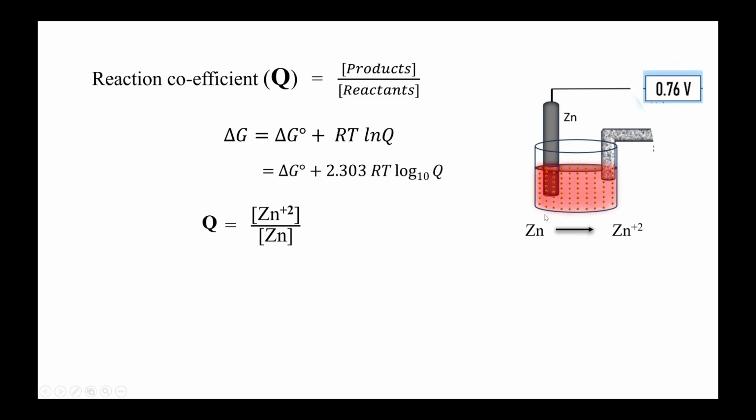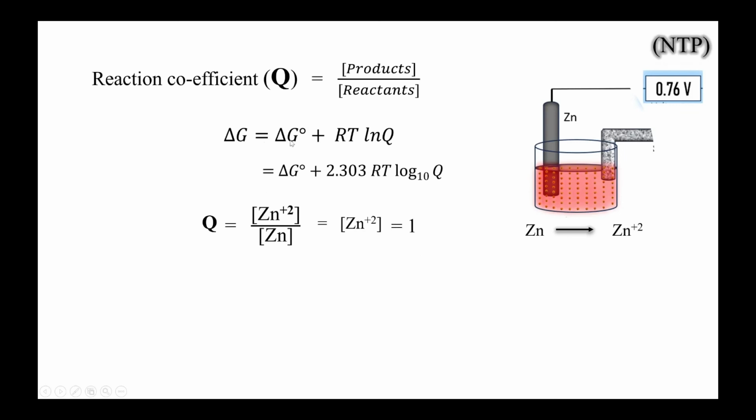Zn is solid, so the logic of applying a concentration term to a solid is vague. That's why we neglect the concentration of the solid material, that is, the concentration of zinc is neglected. So it is the concentration of Zn+2 divided by 1. In this condition, that is NTP, the molar concentration of the electrolyte is 1. So this Q becomes equal to 1.